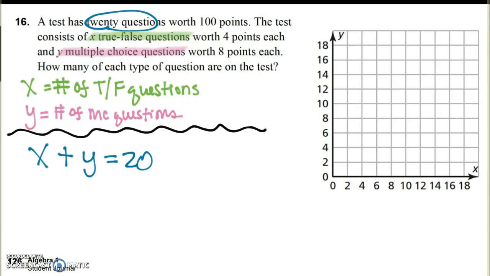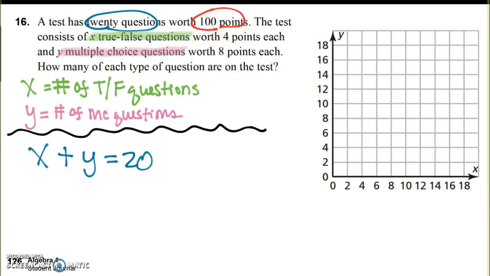The second thing that we're told in the problem is that the test is worth 100 points. So that's going to be a separate equation, but for that we need a little more information. Since we know that the total is 100 points, we're also told the point value for each type of question. So the true false questions are worth 4 points each, and the multiple choice questions are worth 8 points each. And we get a total of 100 points.